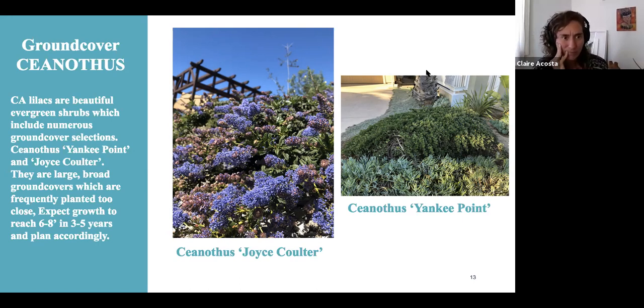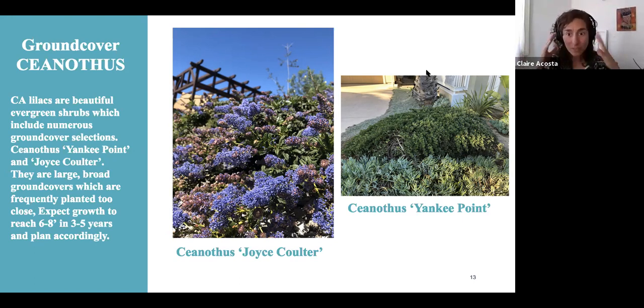And some of these ground covers, so there's a Yankee Point, which is kind of lower growing, probably the lowest, and Joyce Coulter can actually get quite big. It can almost be like a hedge if you don't give it enough space. Here it says expect growth to reach 6 to 8 feet, and I would definitely lean on the 8 feet side. If you don't give them that much space, they'll just go up. So then you actually create a hedge.